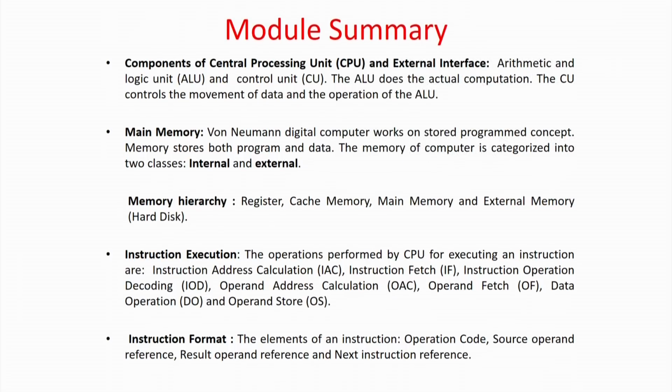So, already I have discussed briefly which units will be covered in the module. The module summary will be something like this. We will first study the components of the central processing unit and the CPU external interface. In this case, we will try to cover the arithmetic and logic unit and the control unit of a processor, that is the central part of the processor. As I told you, we generally have an arithmetic and logic unit, and there is a control unit. So, first we will study this.